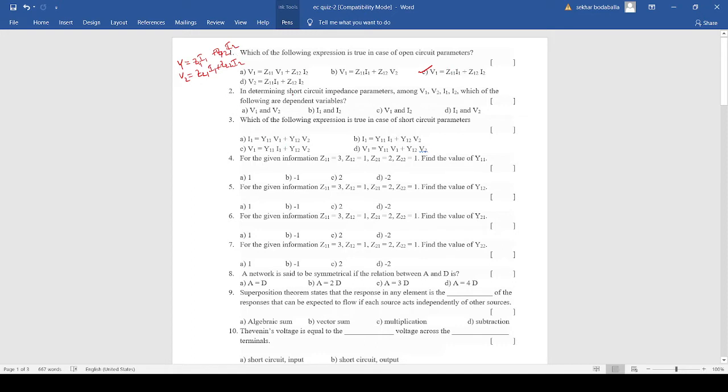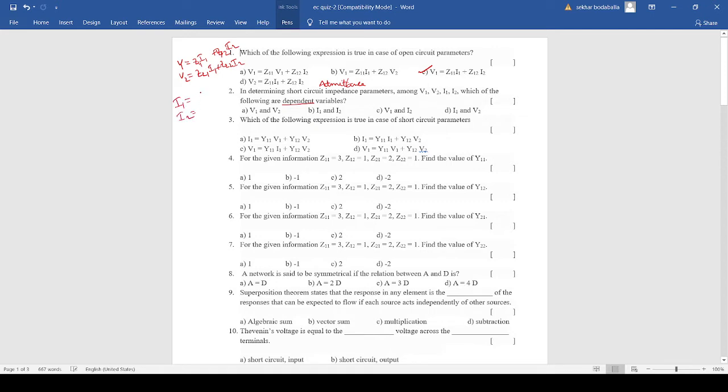Question number 2. In determining short circuit impedance parameters among V1, V2, I1, I2, which of the following are dependent variables? So in case of short circuit impedance means admittance parameters. Admittance parameters are short circuit parameters. In case of short circuit parameters, what are the dependent variables? I1 and I2 are the dependent variables.